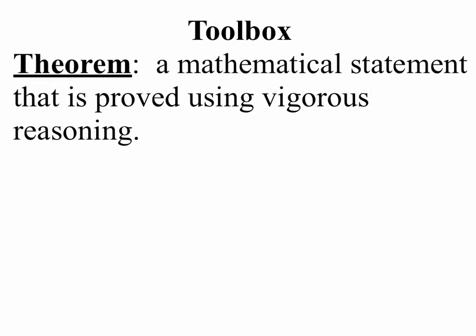So the last thing that we're going to put in our toolbox are theorems. And theorems are mathematical statements that are proved using rigorous reasoning. So the difference between an axiom, a definition and a theorem is that axioms are given to us. They're just rules of the game. Definitions are mathematical descriptions, and theorems are mathematical statements that have to be proven using rigorous reasoning.